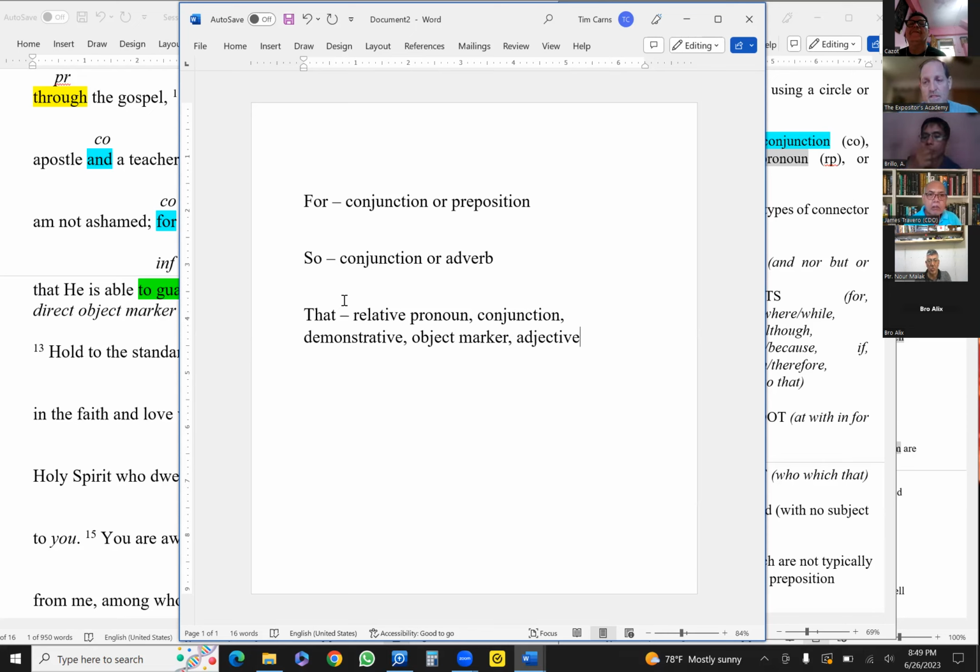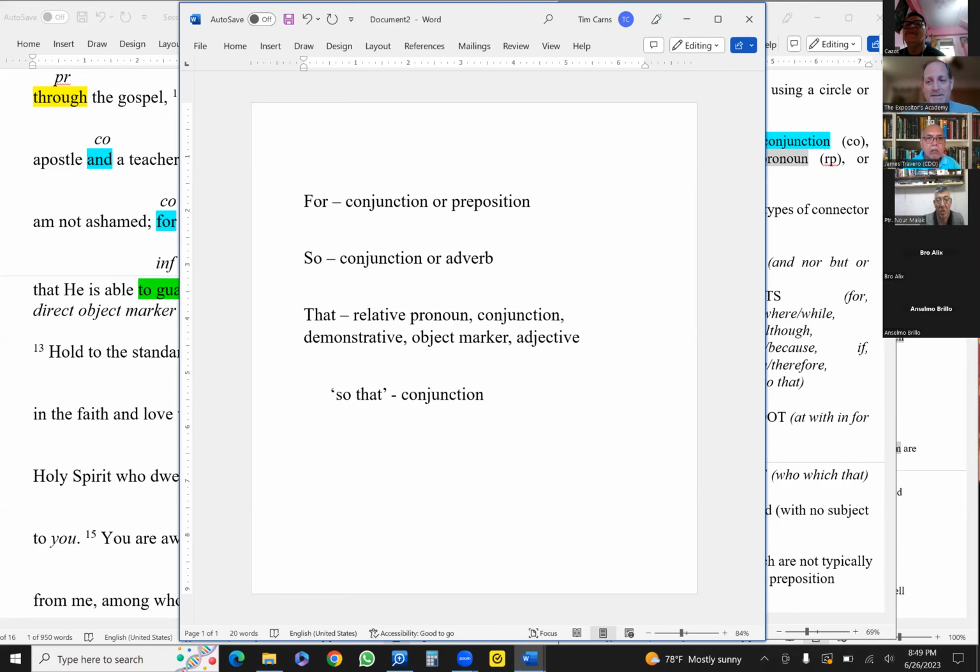So when you see the word that, it can also be a part of so that, which is a conjunction as well. All right, so when you see the word that, you need to tell yourself, okay, I've got to be careful with this one. It could be a connector word, but it might not be. So, unfortunately, one more detail.